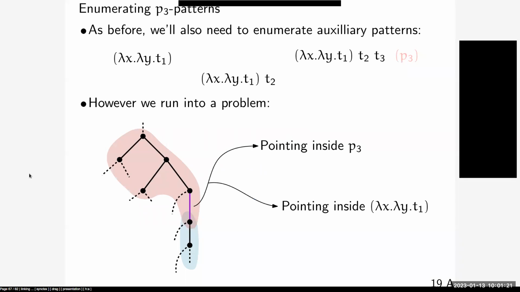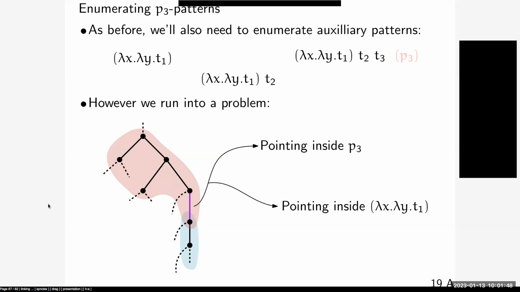And so finally, to enumerate P3 patterns, we'll try to do the same trick as before, right? Try to enumerate the P3 pattern together with some auxiliary patterns required for it. But we run into a problem of ambiguity. It can happen that the P3 pattern overlaps with some of its sub-patterns. For example, here we have the P3 pattern highlighted in red, overlapping with the lambda x lambda y T1 auxiliary pattern highlighted in blue.